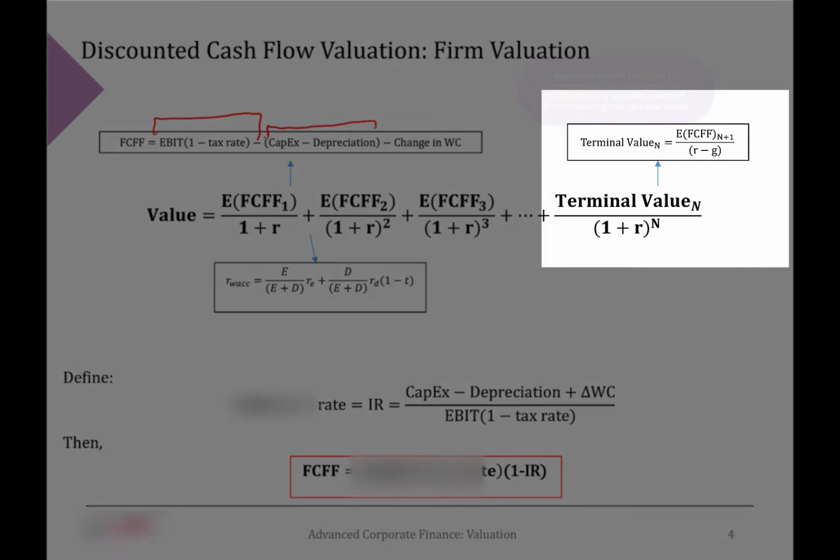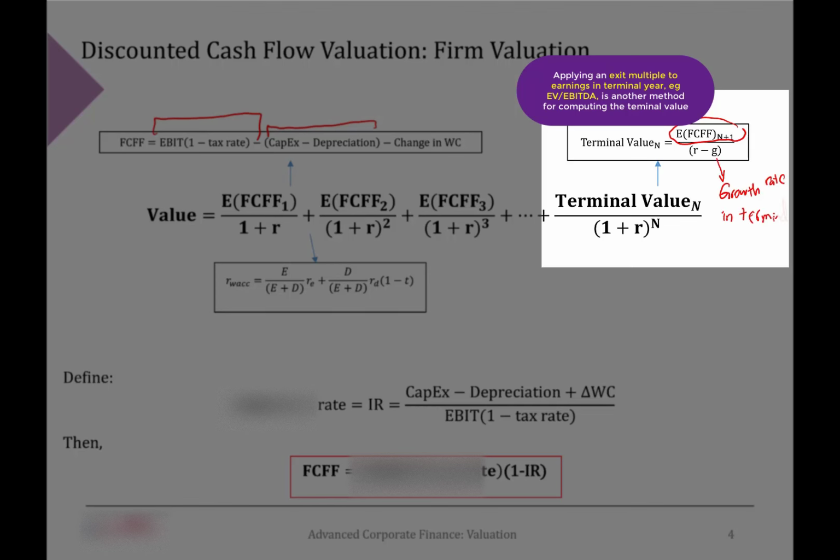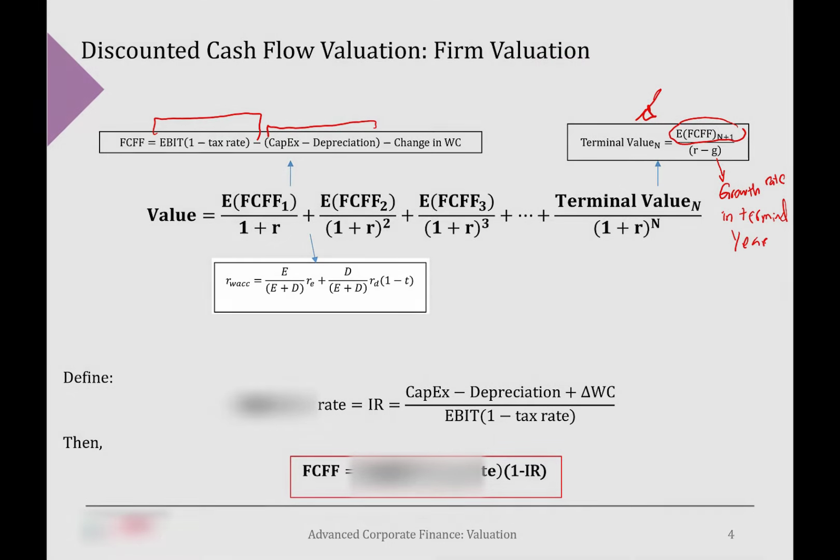Then, to estimate the terminal value, we typically assume that the cash flows grow at a constant rate after the terminal year. And if so, the stream of cash flows after the projection period represents a growing perpetuity. The present value of a growing perpetuity is computed by the cash flow in year 1, which is here this term, divided by the cost of capital minus the growth rate. The g in here is the growth rate in the terminal year. So the final piece in estimating the value is the cost of capital.